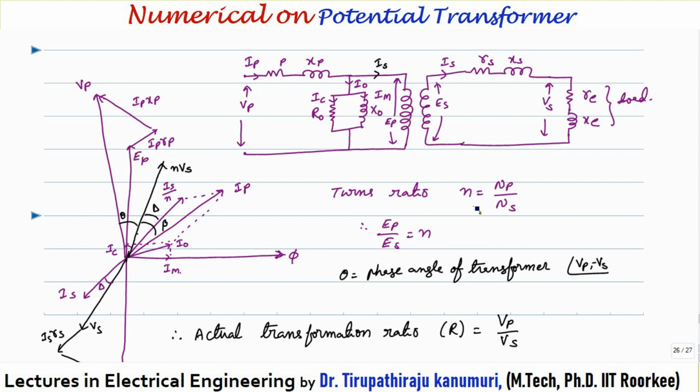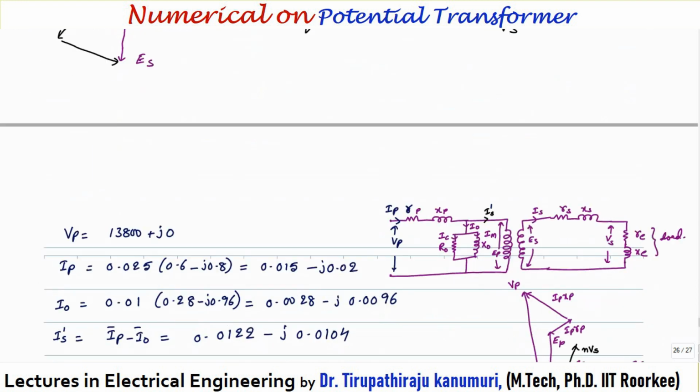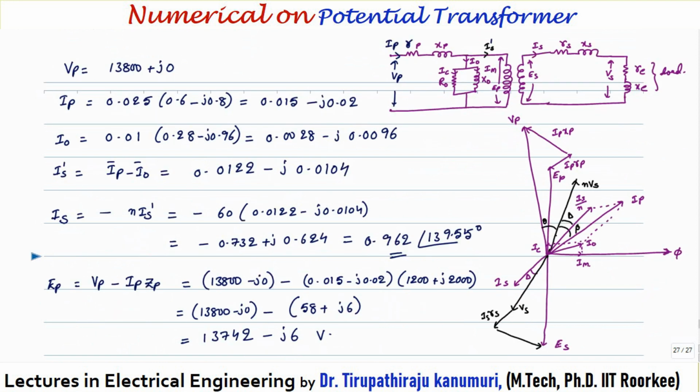We know the turns ratio N is equal to NP by NS, that is equal to EP by ES. Theta is the phase angle of the transformer. It is the angle between VP and minus Vs. This is the primary voltage and this is N times Vs, that is Vs referred to the primary side. Agree with me? So the actual transformation ratio will be equal to Vp divided by Vs. That's why I am again summarizing the equivalent circuit and now continuing. I am taking the primary side voltage as 13,800 at an angle of 0.